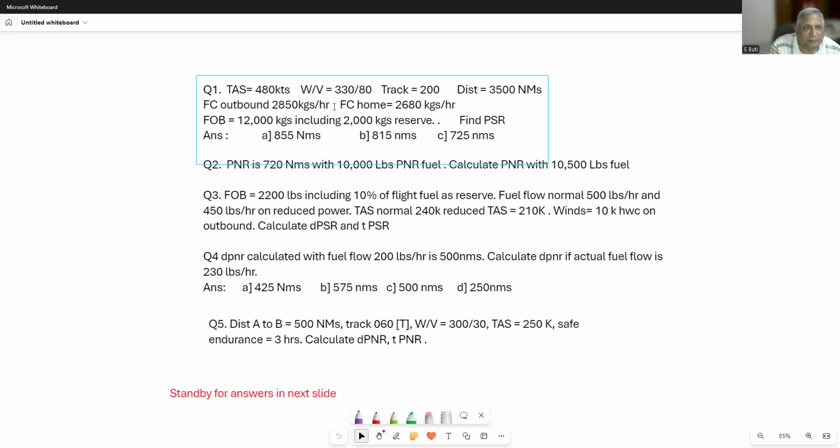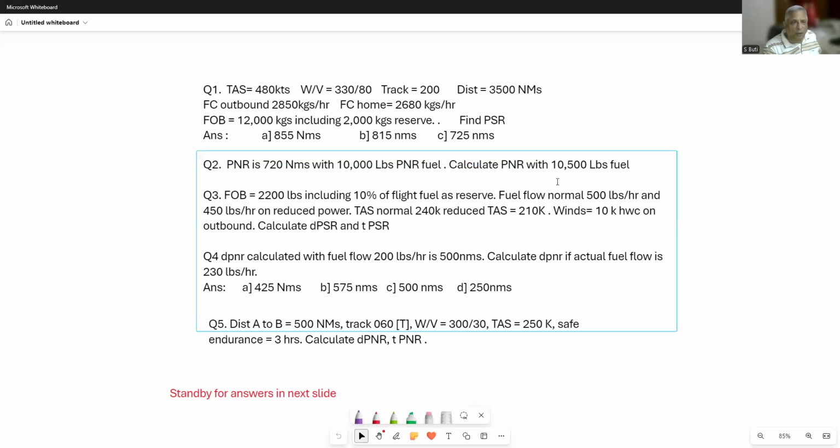First question, true speed, wind velocity, find out ground speed out and home on track 200. Fuel consumption outbound is 2850, home is 2680. So I will have to use the second method. And fuel on board is 12,000, including 2,000 reserve. So fuel available for my use will only be 10,000 kgs. Find PSR. So I will use the second method. Going outbound, fuel consumption is different. On return, fuel consumption is different.